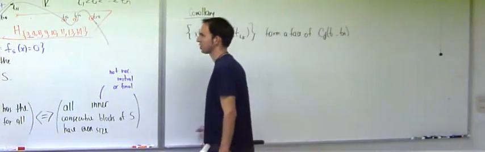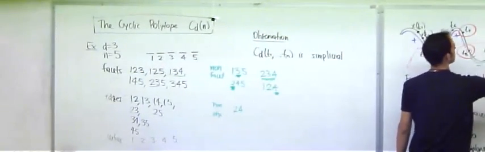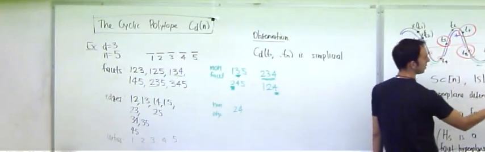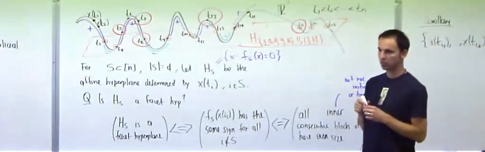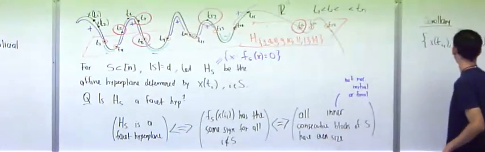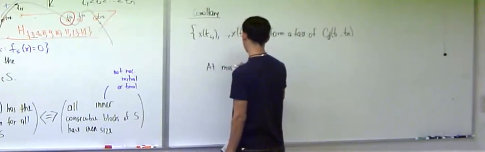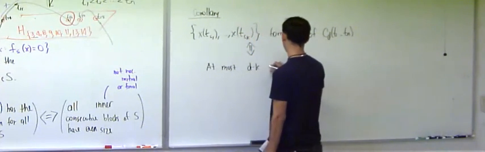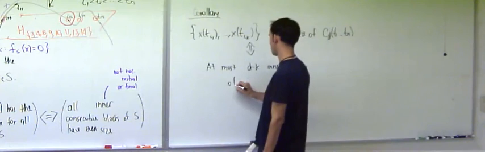And to make completely sure that you understand what I'm saying, let's just choose some points here, okay? So maybe 5, 7, 8, 12, and 16. Okay? And we want to know if those 5 vertices form a face. Well, it turns out that this is true. They form a face if and only if at most d minus k inner blocks of S are odd.